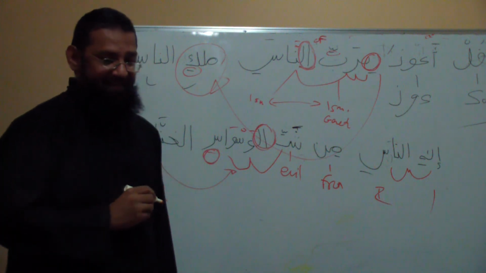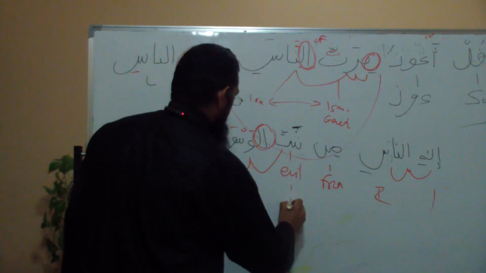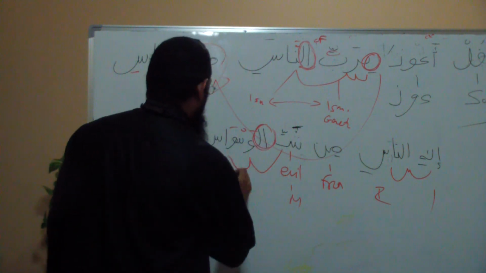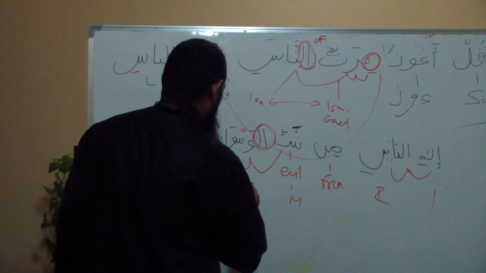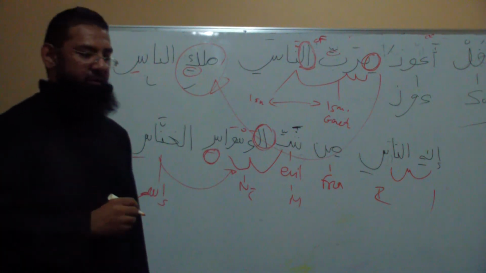Yes, Ahmed? There are three nouns. Noun 1, noun 2. Yes, we have noun 1. So Sharri is noun 1. We've got waswas, ismun number 2. But why do you say this is noun 3, khannas? Why are you making it a noun?